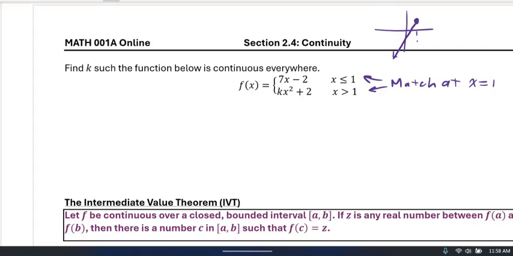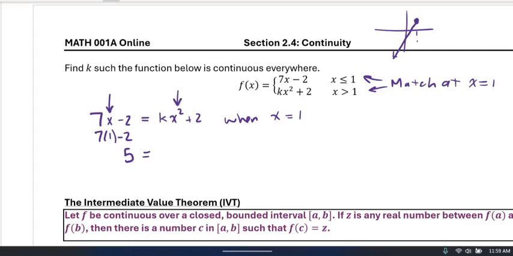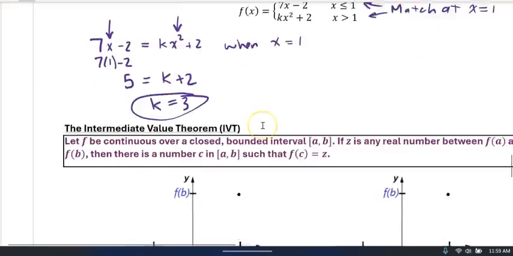So we're just going to set the top equation, 7x minus 2, equal to the bottom formula, kx squared plus 2, when x is 1. We want the left and the right to match. That means we can just plug in 1 for x. Plugging in 1 for x here, we get the left-hand side to be 5. And then plugging in 1 here for x squared, 1 squared is 1 times k. And so solving for k would be 3. That would make that happen. All right, that's our value of k that makes it continuous everywhere. So the left and right match.